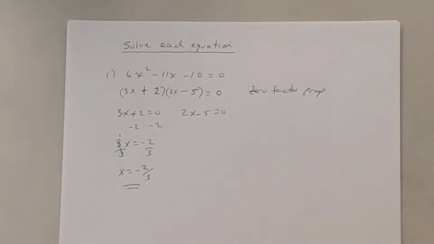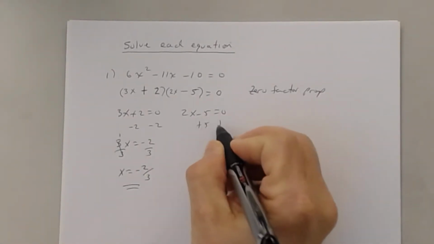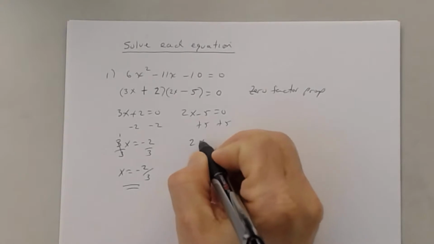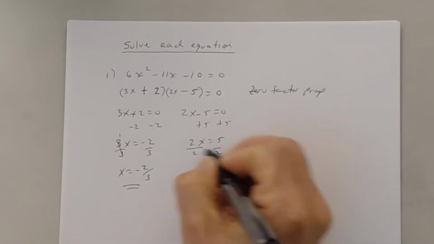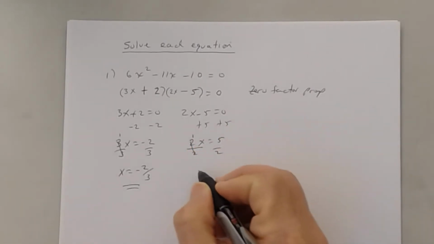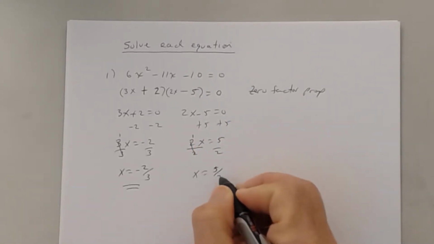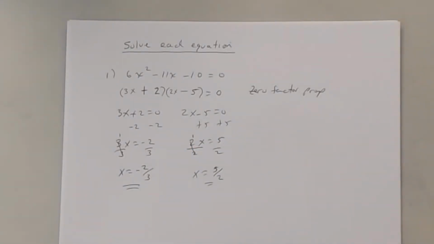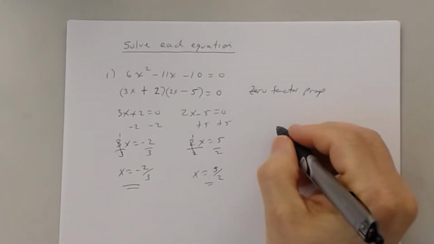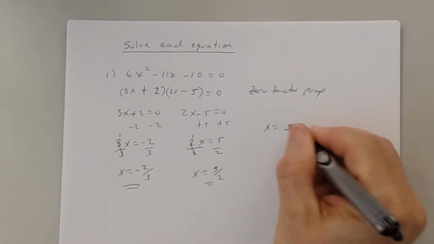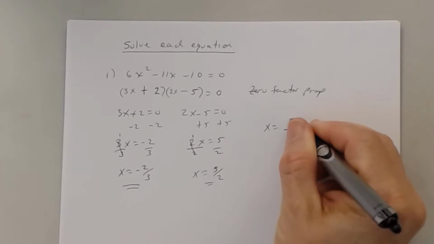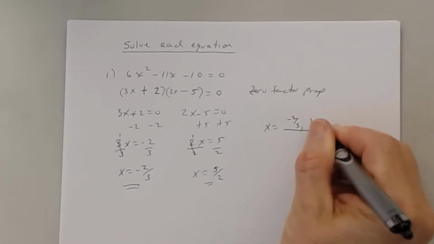For the other linear equation, I'm going to add 5 to both sides. So I get 2x equals 5, divide by 2, and then reduce. What's the other solution? 5/2. Okay? Now, on the worksheet, I'm going to have x equal probably, and you're just going to put x equal negative 2/3, comma, 5/2.